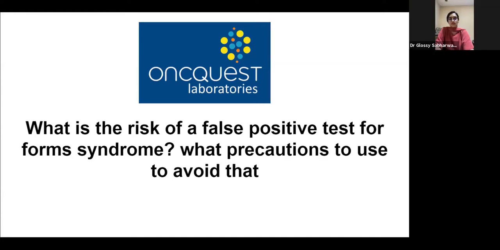What is the risk of a false positive test for Down syndrome? What precautions to use to avoid that? Dr. Poonam, being a genetic specialist, please, can you tell us how can one avoid having a false positive test? NIPT, a false positive. Does it happen? Do you see that in practice?